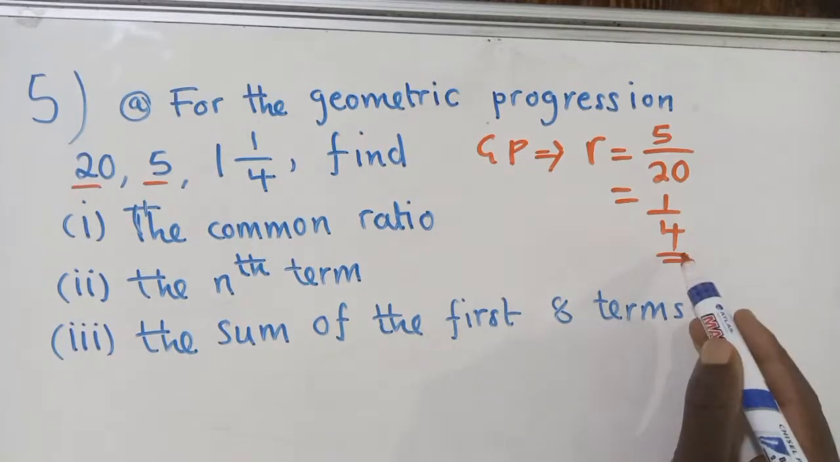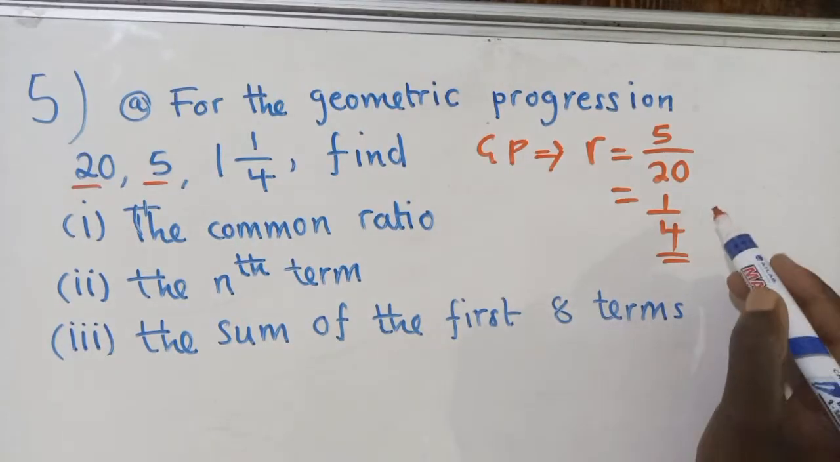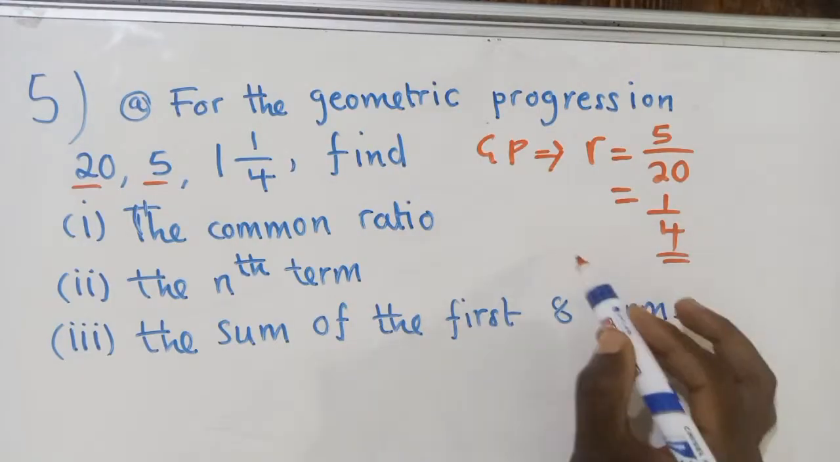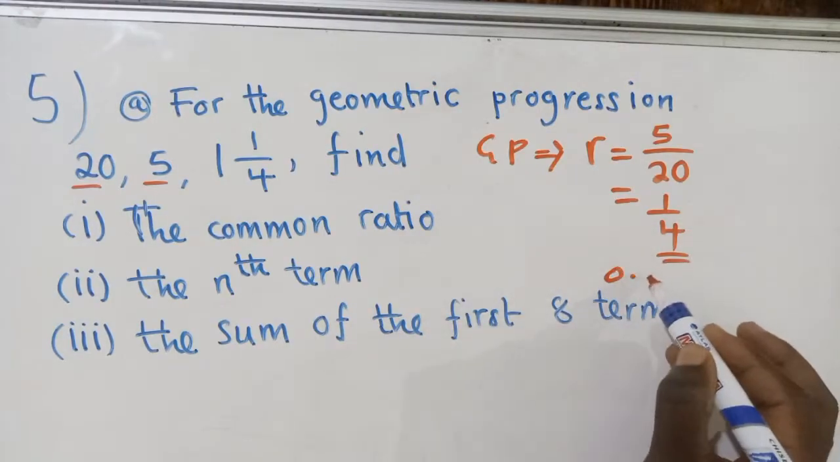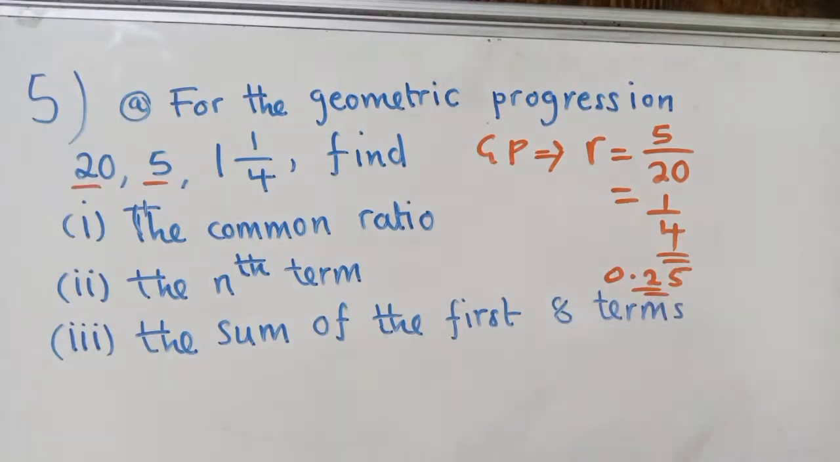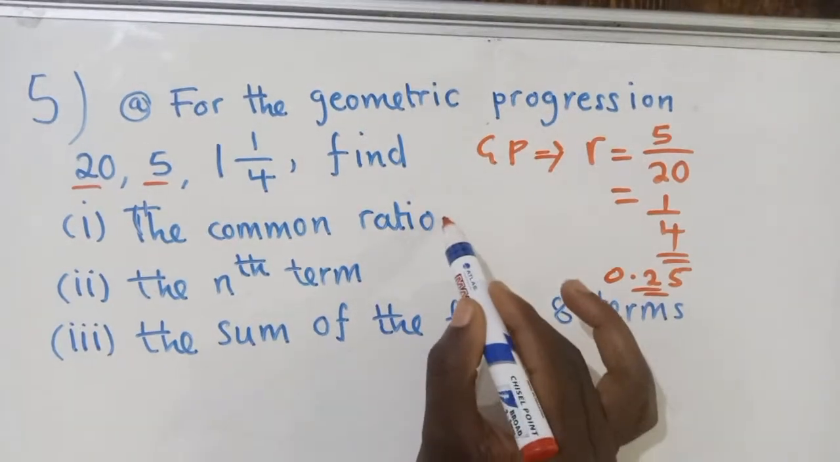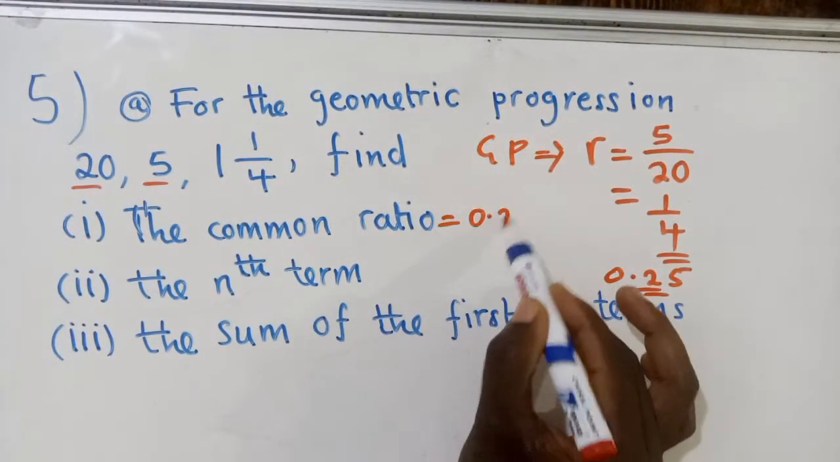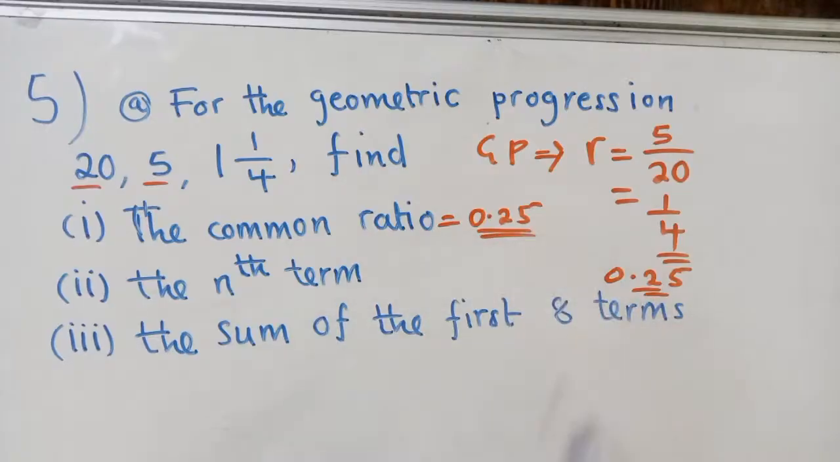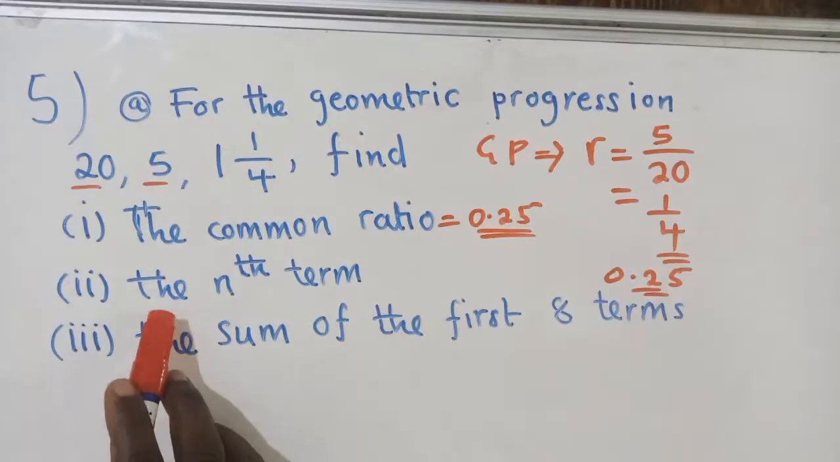So this is our common ratio, 1 over 4. And if we don't want to write 1 over 4, we can just say 0.25. This is our common ratio, okay? Because 1 divided by 4 is 0.25. Any question on this one? Any question? If there is no question, we go to another question. So here the answer is 0.25. This is our answer.